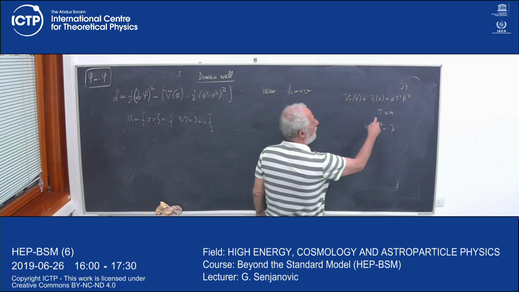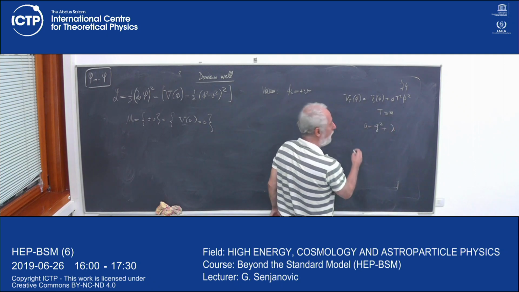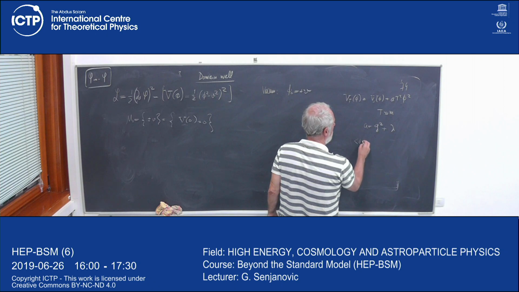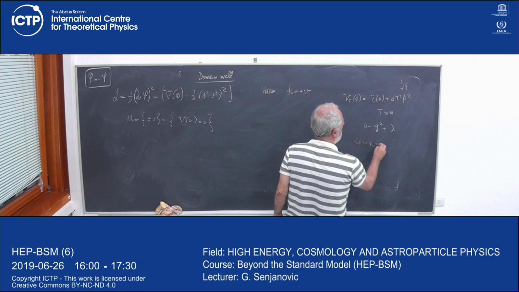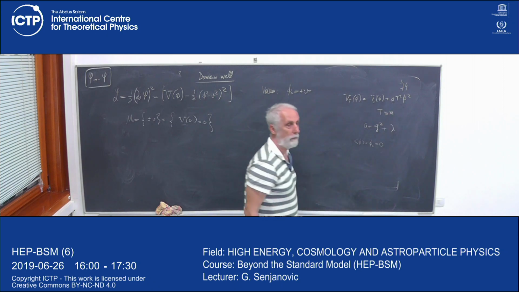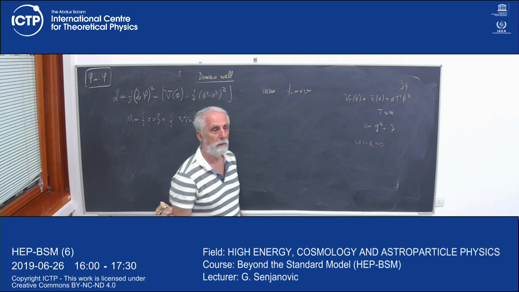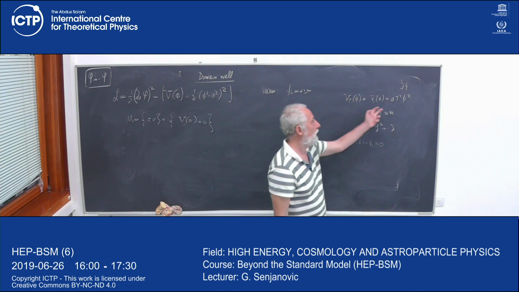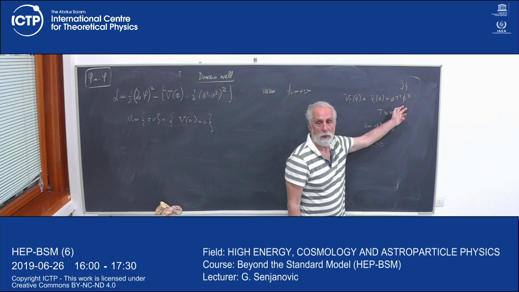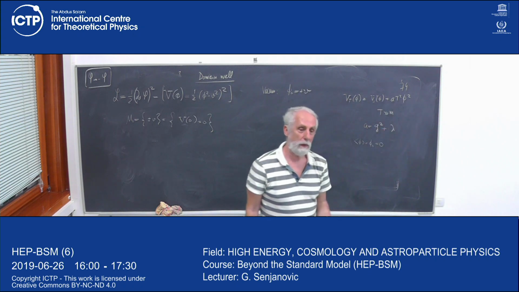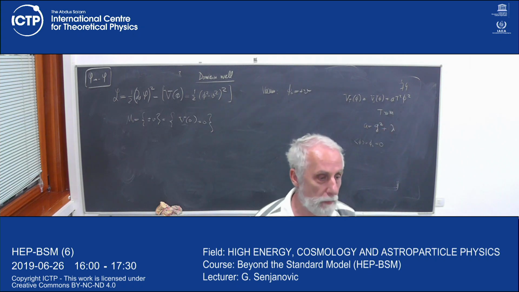What I'm saying is, when T is much bigger than M, you agree that phi 0 will be 0. When m squared is positive, then the symmetry, the minimum is 0, of course.